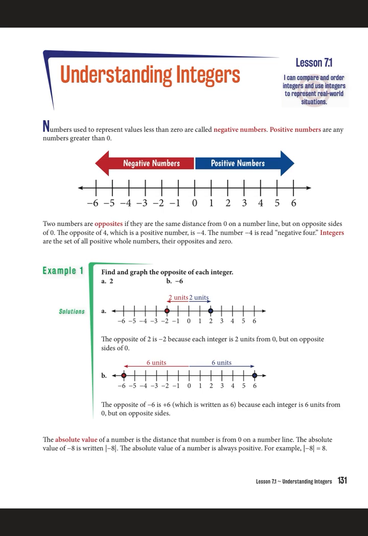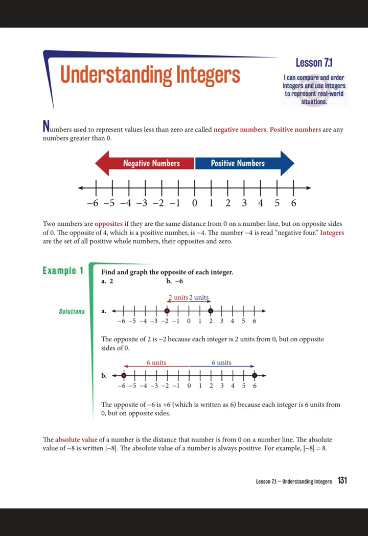So in example number 1, it says, find and graph the opposite of each number. So on A, they say 2, and the opposite of 2 is negative 2, and they just graph it there on the number line. For part B, it says negative 6. So like on the number line there on part B, the opposite of negative 6 is positive 6, which is written as just 6, because the integer is 6 units from 0, but on opposite sides.